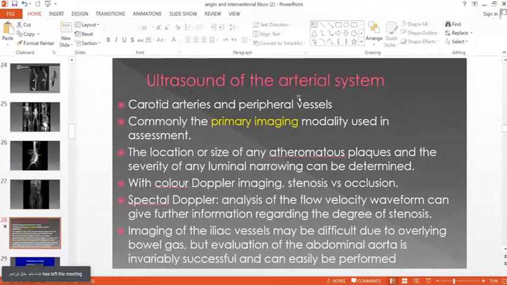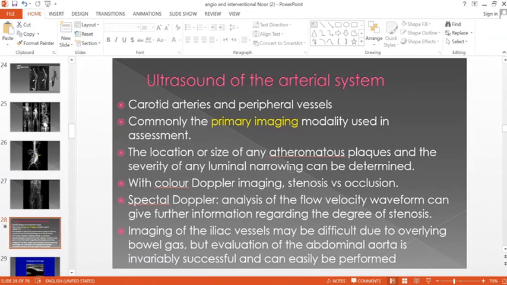Carotid arteries and peripheral vessels. Commonly, the primary imaging modality will be Doppler. The location and size of any atheromatous plaques in the carotid and the severity of luminal narrowing can be determined. With color imaging, we can assess whether there is stenosis or occlusion. Then we can overlay our spectral trace.